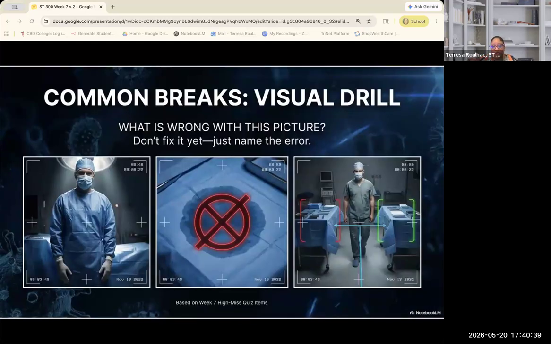So I want to do this one because there are common breaks in technique that I really wanted you guys to see. So here's the rules, okay? Do not fix anything yet. I want us to just name the error so that we're training our eyes, okay? So we get to this gowned individual over here. What is wrong with him? Just at first sight, what is wrong? His hands below, they should be near his chest. Yes. Hands are below the waist. They're not even clasped.